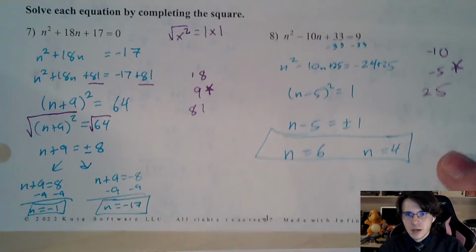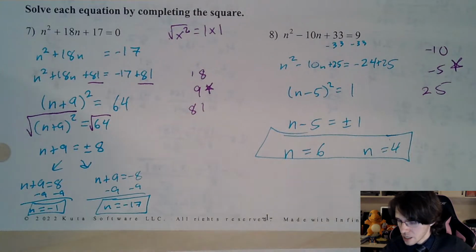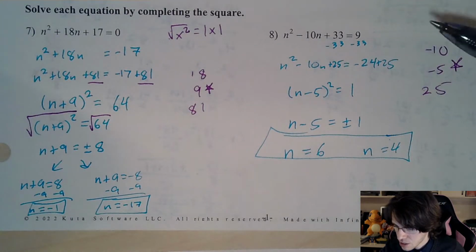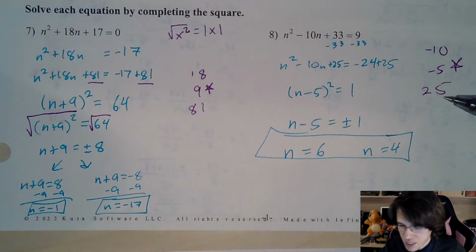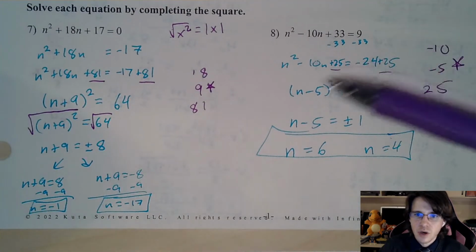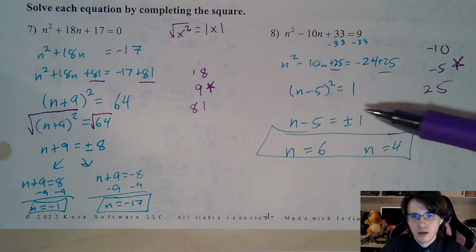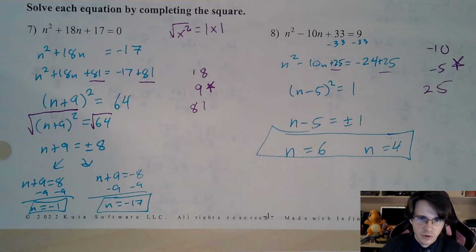Number 8. Again, this is one that I highly recommend you try on your own, but it's exactly the same idea. We subtracted 33 on both sides to start. We added 25 at the end here. We got that from the purple values here. We rewrote it as the perfect square, did the square root, got the plus or minus, and then we did 5 plus 1 and 5 minus 1 for our 2 answers.